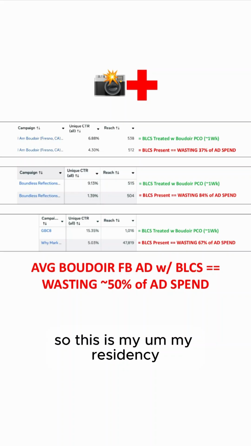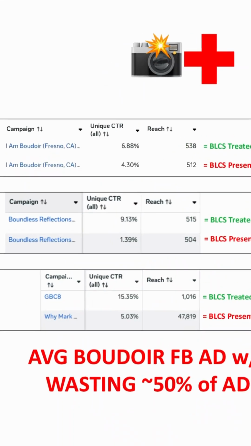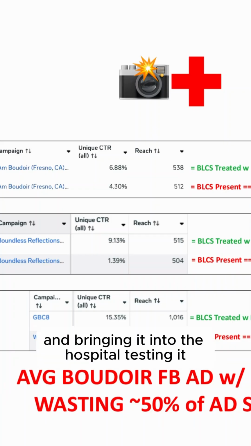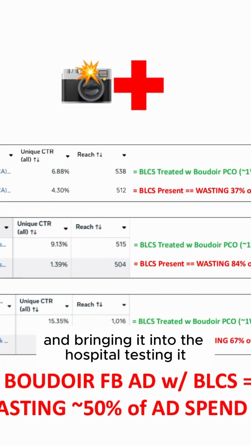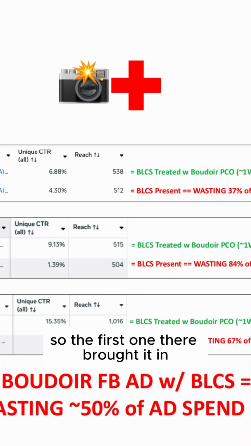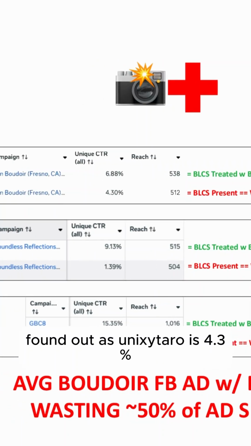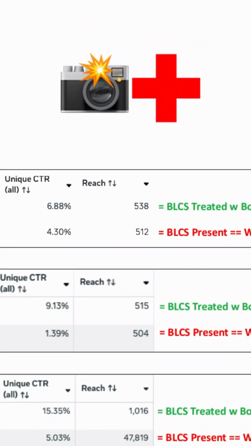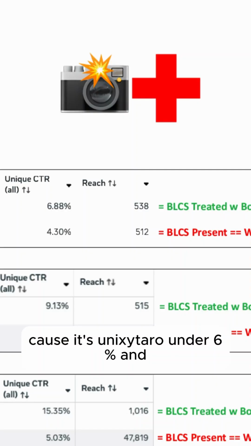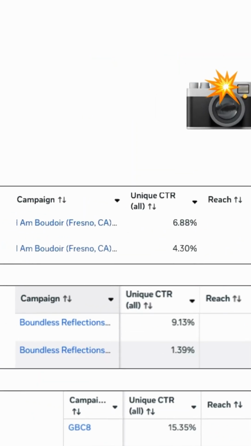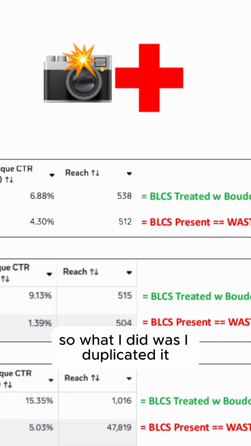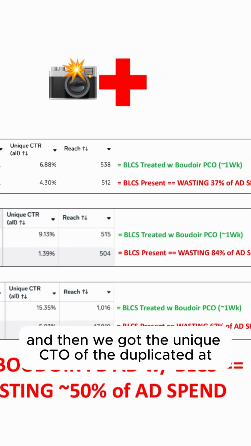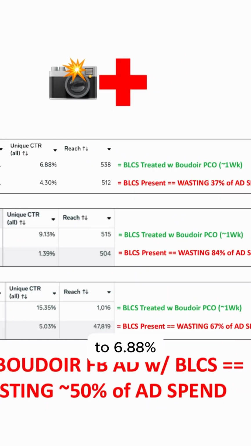So this is my residency, my history with that. The first part of my residency was finding a Boudoir Facebook ad out there, bringing it into the hospital, and testing it. The first one, I brought it in and found out its unique CTR was 4.3%. So BLCS is present because its unique CTR is under 6%. So I duplicated it, treated it with Boudoir Pico, which takes about a week, and we got the unique CTR of the duplicated ad to 6.88%.